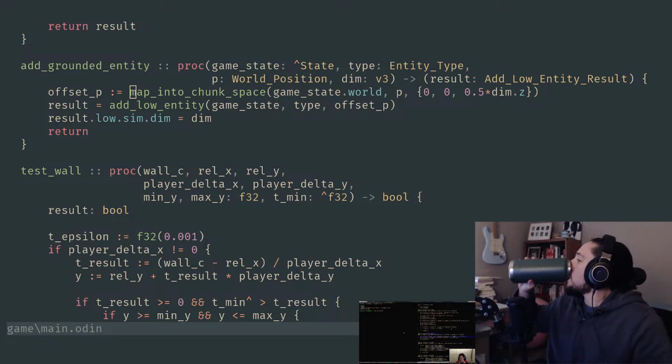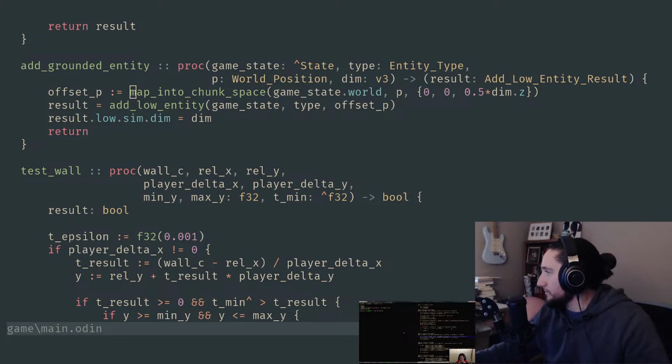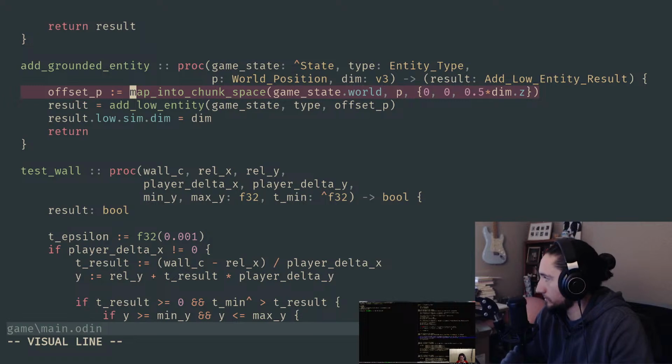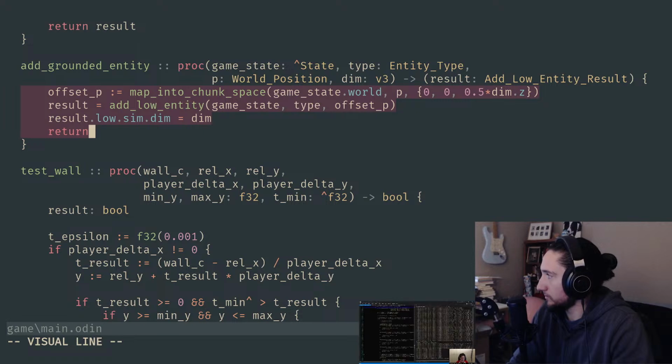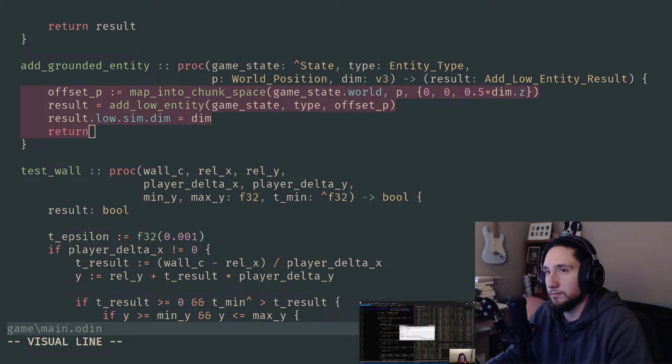So let's see, let me just make sure I did this reasonably. So map into chunk space, we're taking the initial P, and then we're doing that mapping, we're adding it at the offset P, so that seems right, we're saving the dimension. That looks roughly correct. Let me go ahead and step into that, but otherwise I guess we'll have to leave it for tomorrow, and we'll debug it tomorrow.